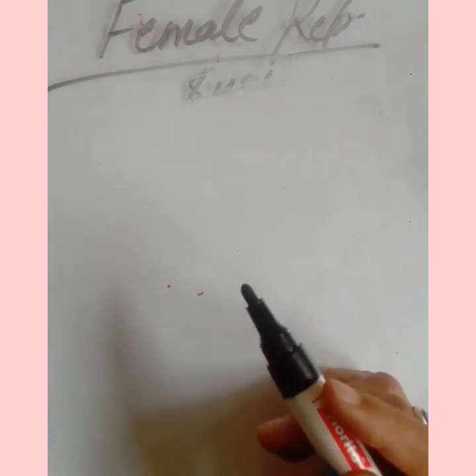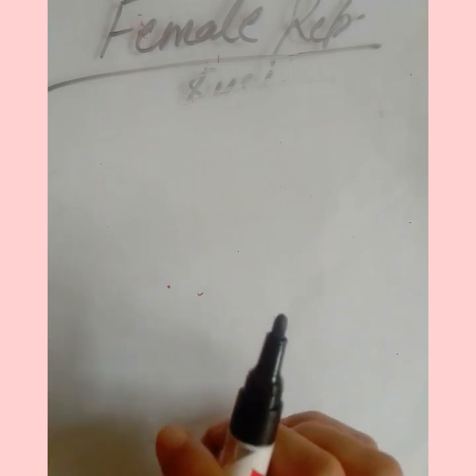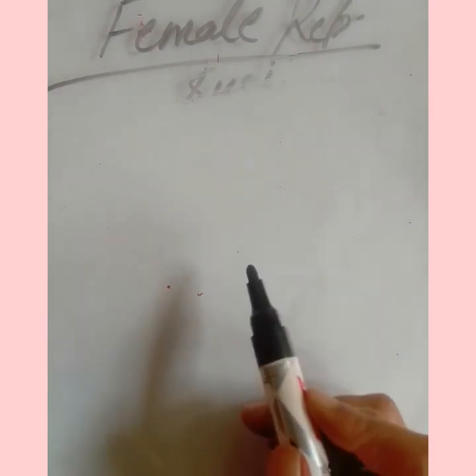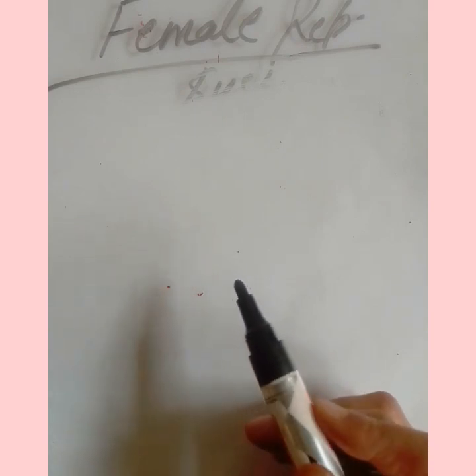Now these ovaries are responsible for the production of hormones also. Similarly, the testes are also responsible for the production of hormones which help in reproduction.